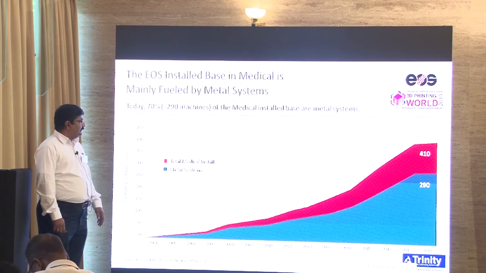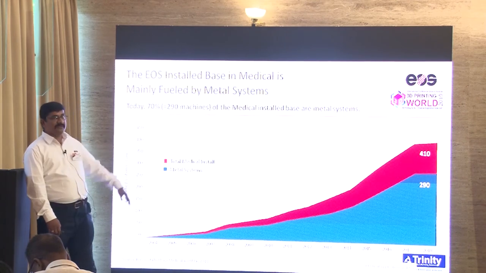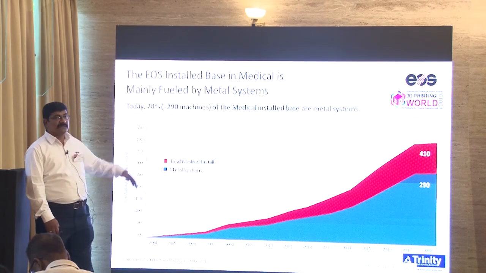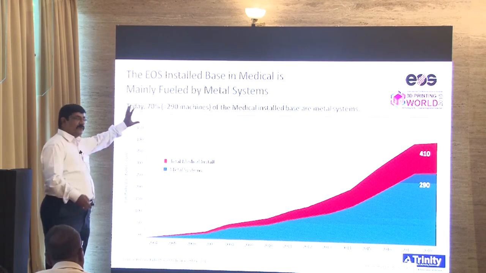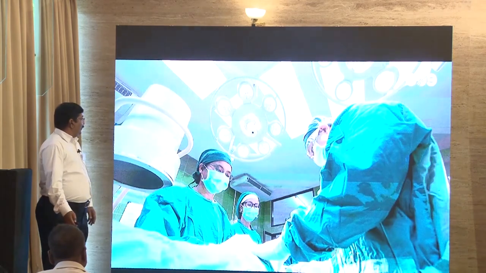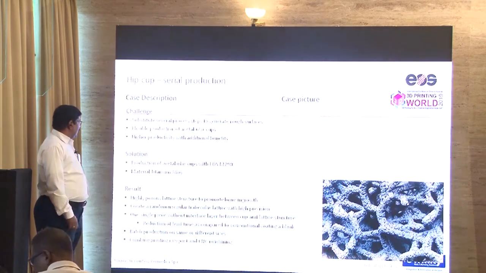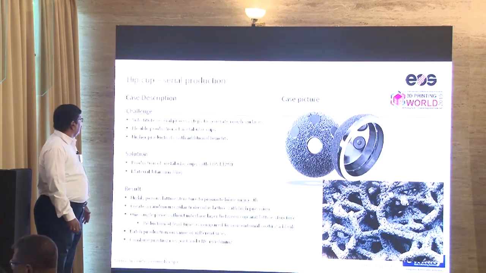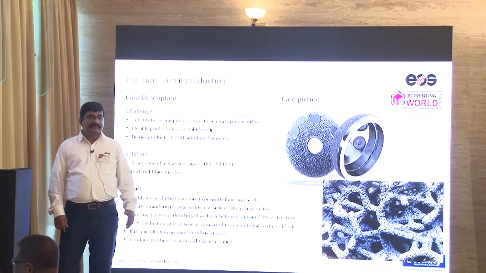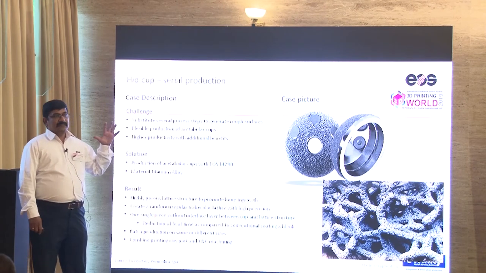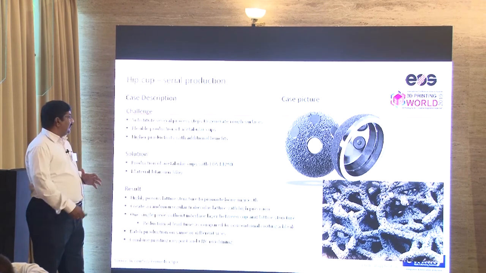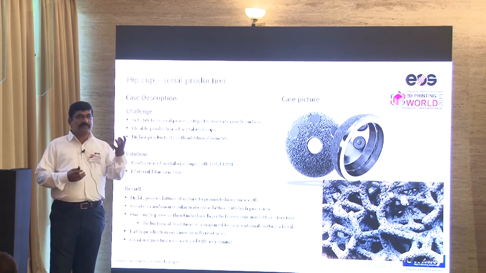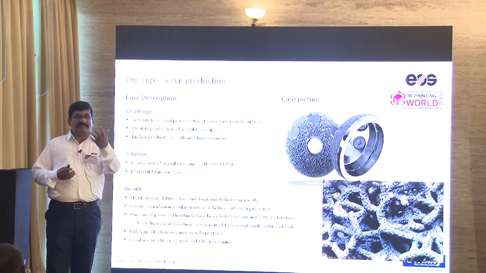Out of the machines we have sold, 70% are on metal, which is for the medical market. This is the worldwide figure. Next we are going into serial production. That means we are talking about parts, whereas before we were talking about one-off cases. For example, the PSIs are just one-off, customizable cases.